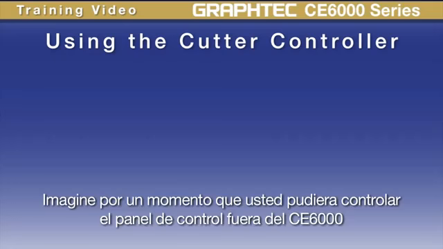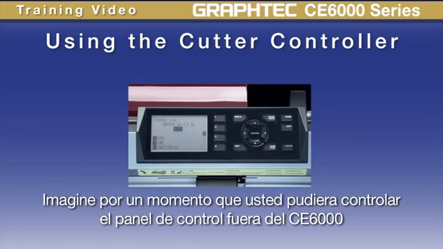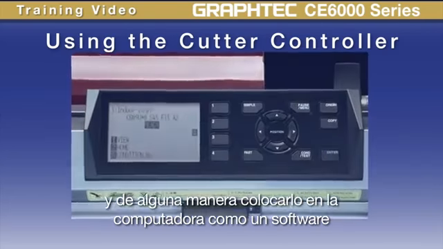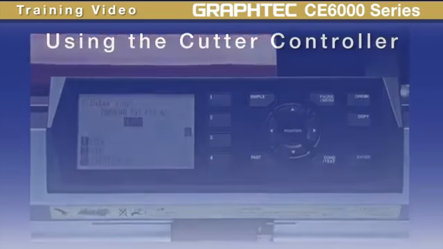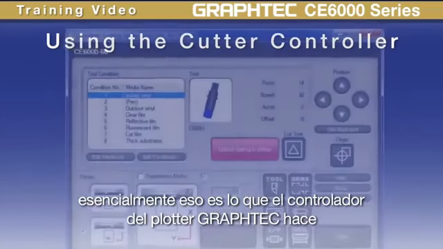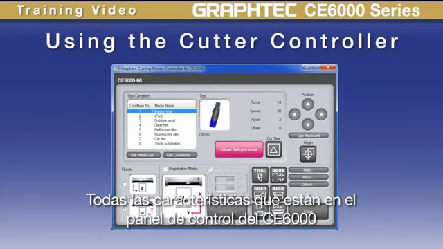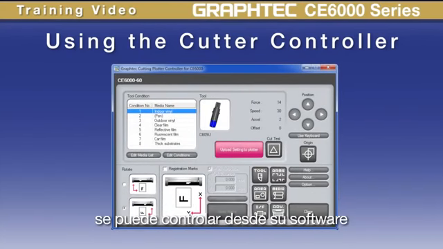Imagine for a moment if you could take your control panel out of your CE6000 cutter and somehow place it into your computer as a software application. Essentially, that is what the GraphTech cutting controller does. All the settings that are within the control panel of your CE6000 can be controlled from this software application.